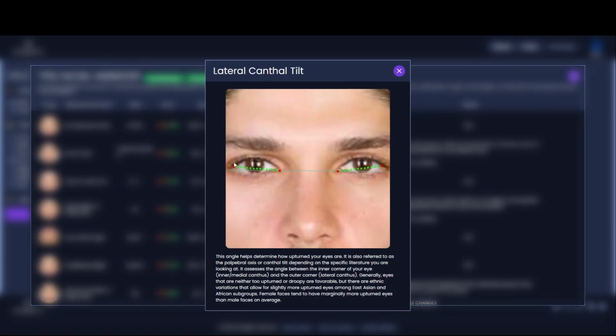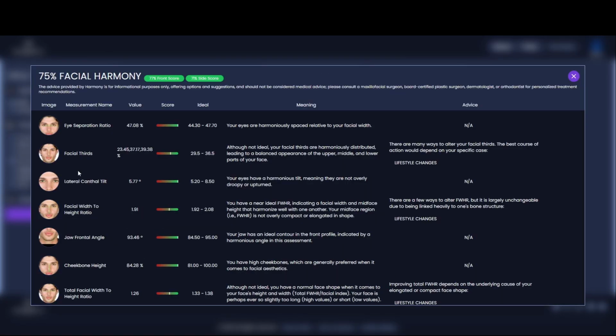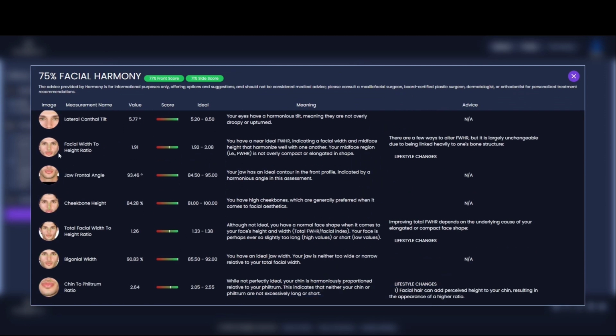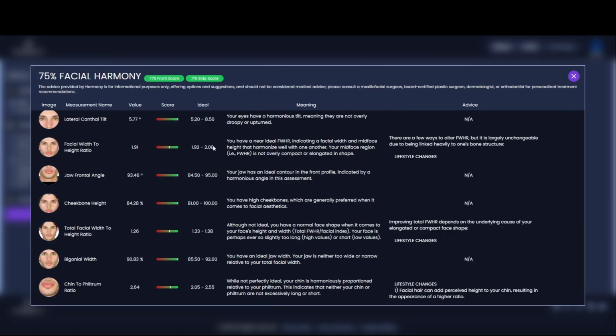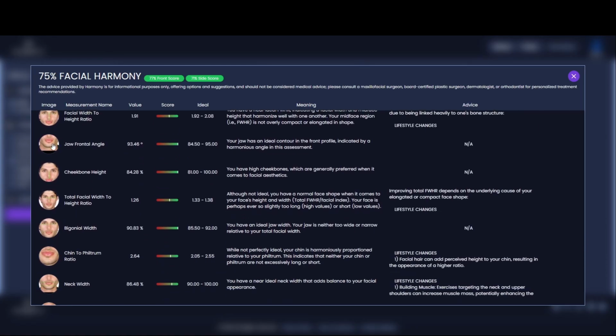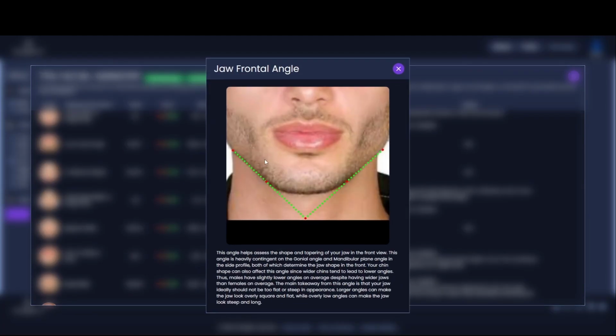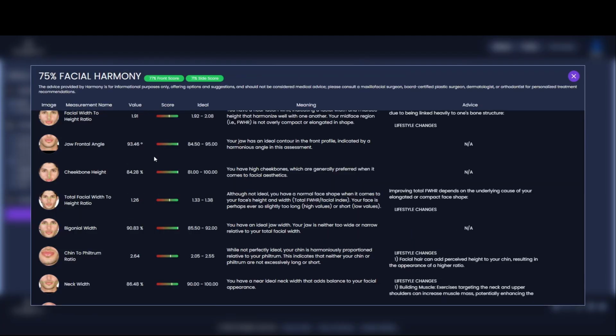His eyes are positively upturned and harmonious. They're not overly upturned and they're not droopy either, so there's nothing to really note there. And his mid-face region is also quite compact. He doesn't have an overly elongated or compact mid-face, so he's not really signaling any type of issues there. And in terms of his jaw, he does have a bit of a flatter jaw shape, but it's still within the normal ideal range. And we'll see his assessments in the side profile as well.